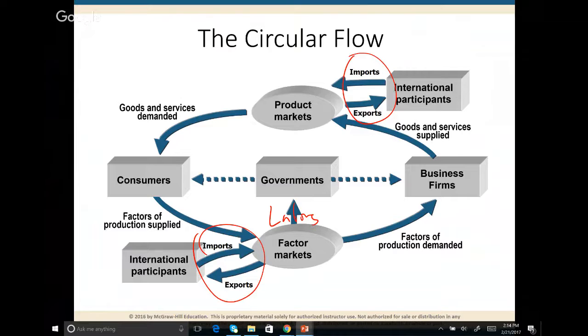If you look at the trade between US and Canada and Mexico, the big export to Mexico from US is farm goods. So corn, soybeans, that's number one export to Mexico. So there are participants overseas. Okay, so this is the circular flow diagram.